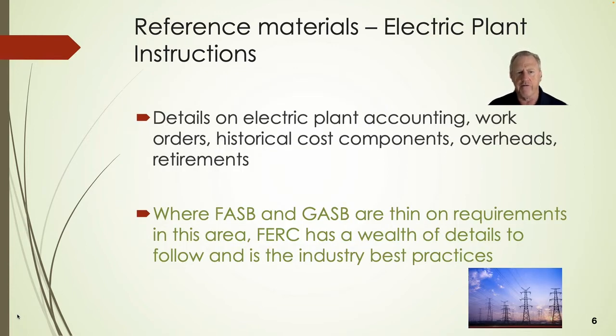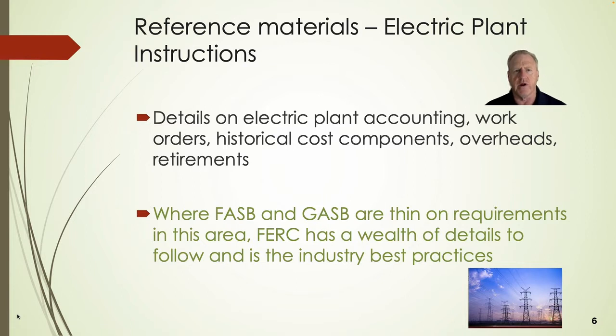And then I think the real value, or one of the major values rather, in the chart of accounts is the electric plant instructions. Here we have details on electric plant accounting, work orders, historical cost components, overheads, retirement, calculation, what all goes in, what shouldn't go in, all of that. And where FASB and GASB are pretty thin on what they require in their accounting standards for construction, FERC has got the deep details on it. And that's why it's the industry best practice, because the accounting standards don't cover a lot of this. And just by following these FERC Uniform System of Accounts plant instructions, you will comply with accounting standards.